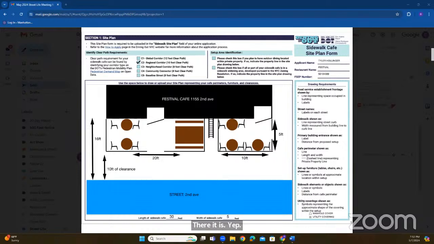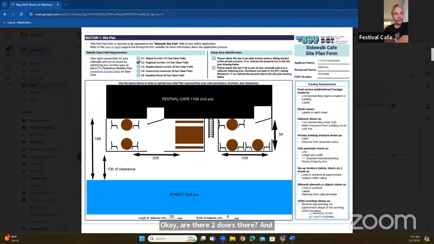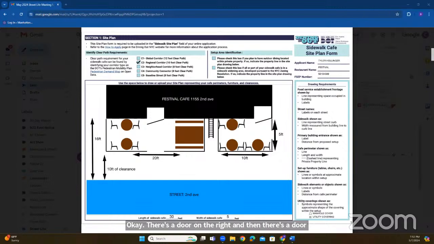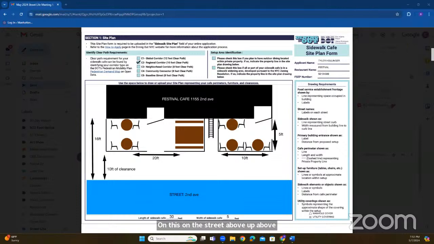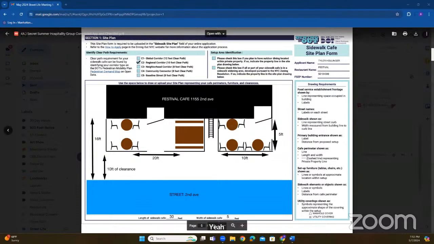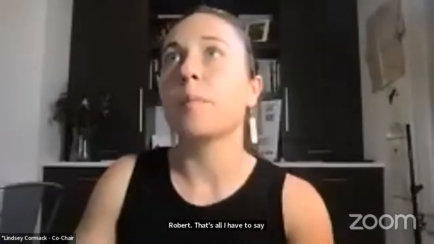Okay. Are there 2 doors there? Yes. There's a door on the right and then there's a door in the center. Are those stairs? What is that in the center? Fire escape. On the street above, up above. Yeah. Okay. Thank you, Robert. That's all I have to say. Okay. Thank you. Marco?